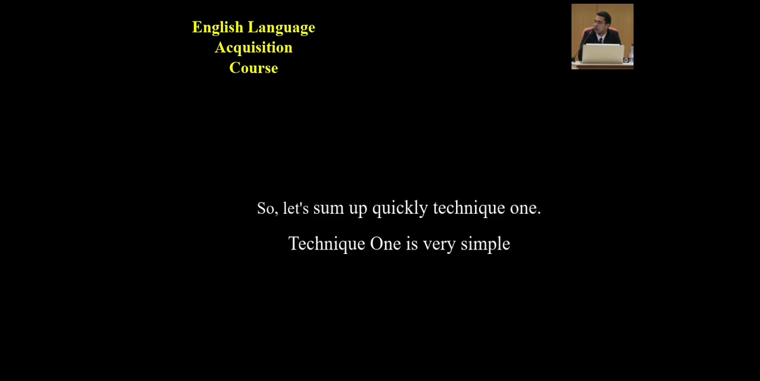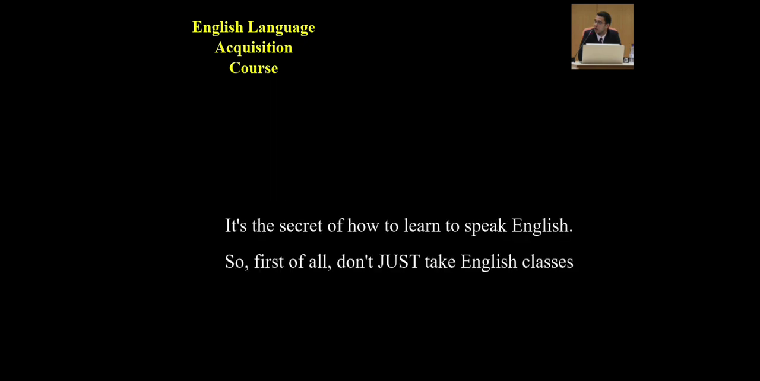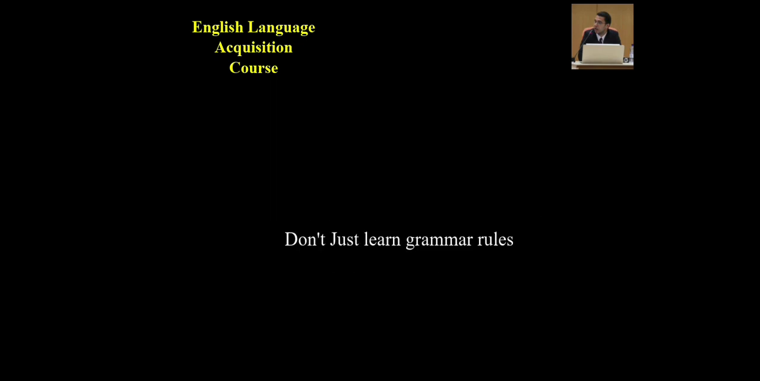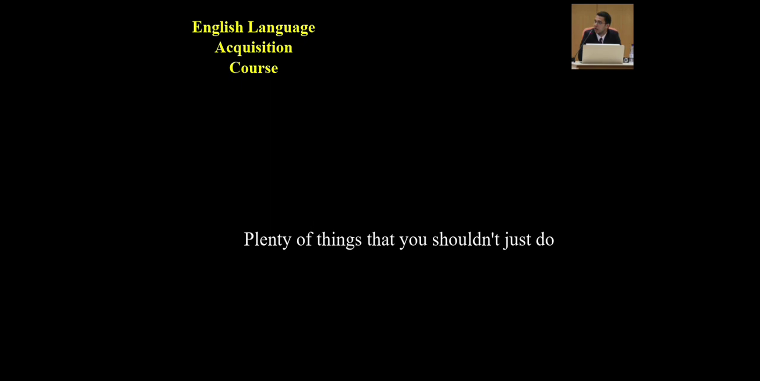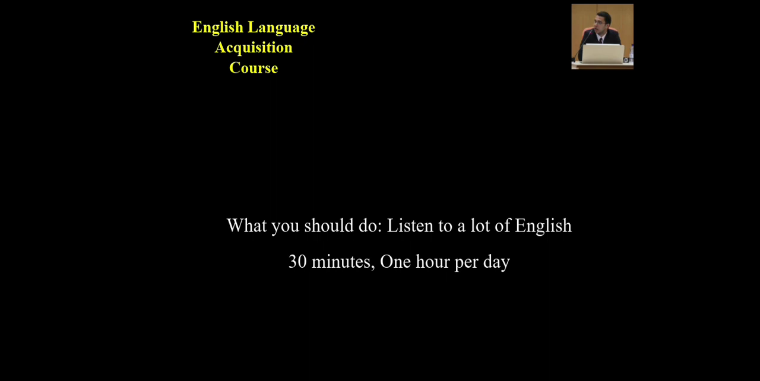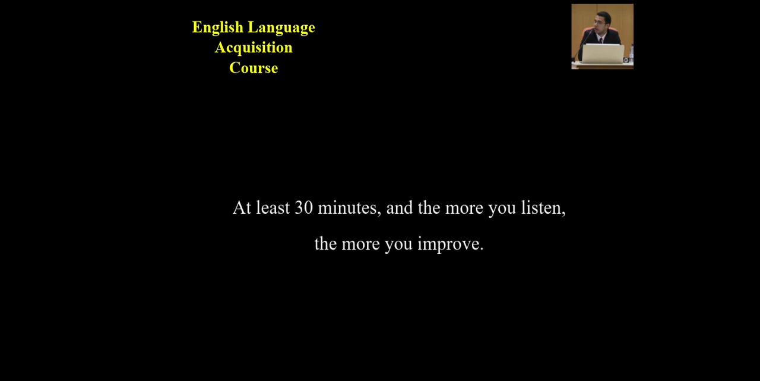So let's sum up quickly technique 1. Technique 1 is very simple. It's the secret of how to learn to speak English. So first of all, don't just take English classes. Don't just learn grammar rules. Don't just memorize vocabulary lists. Plenty of things that you shouldn't just do. What you should do: listen to a lot of English, 30 minutes to 1 hour per day. At least 30 minutes, and the more you listen, the more you improve.